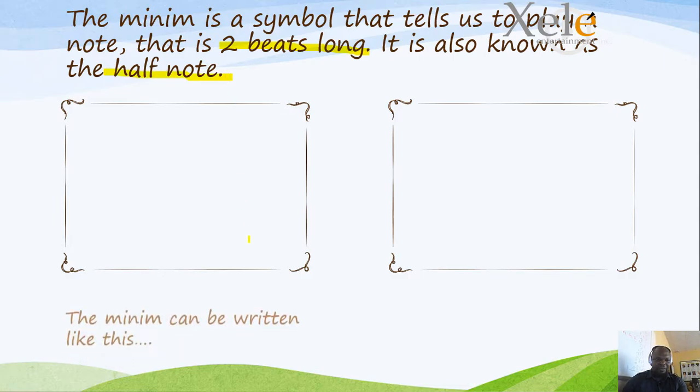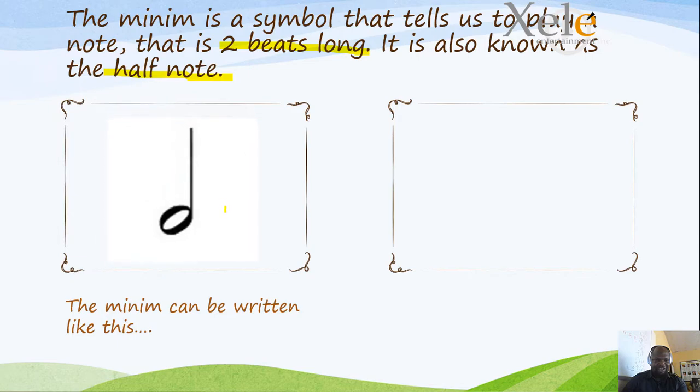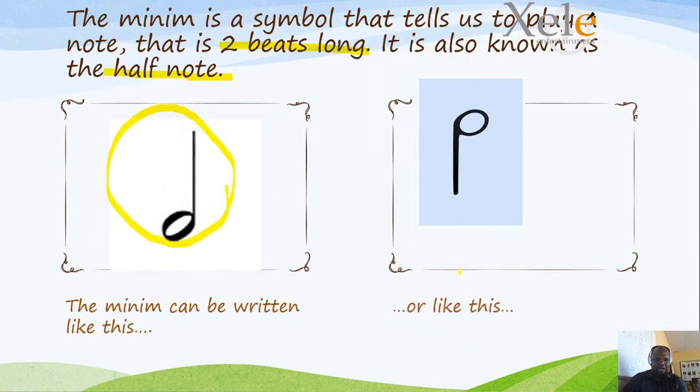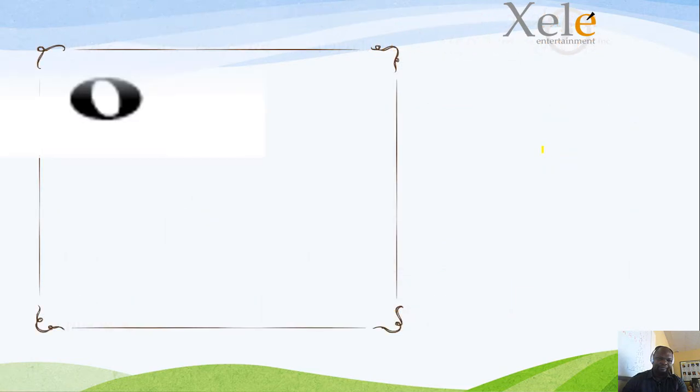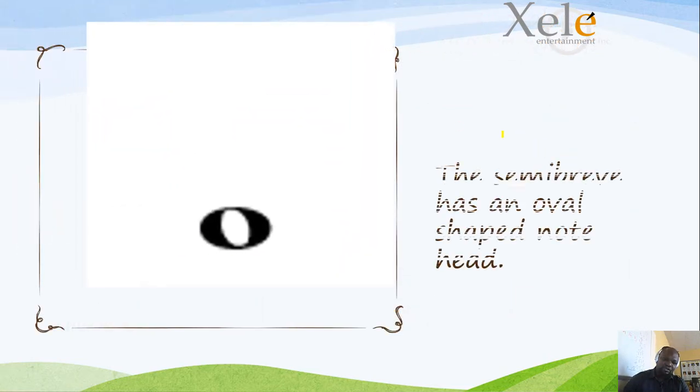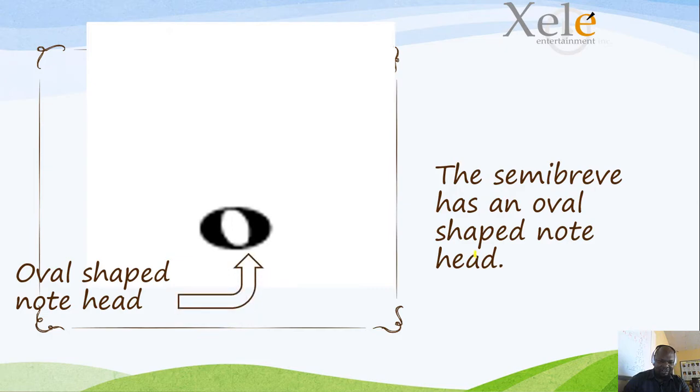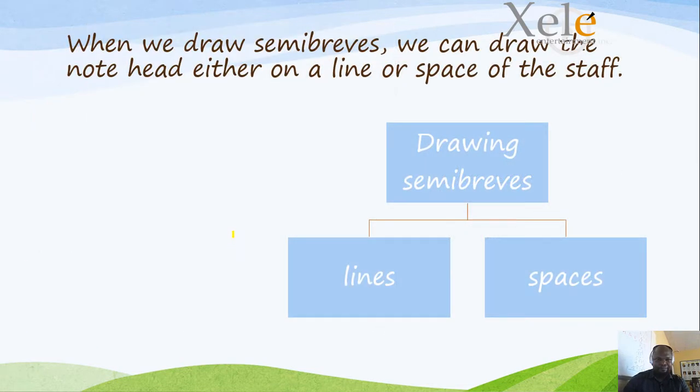But this time around, the minim can be written like this, right side up, and can also be written upside down. So let's take a look at how to draw the semibreve in detail. The semibreve basically has an oval shaped note head. So when you draw the semibreve, that's all you need to draw. You need to draw an oval shaped note head.